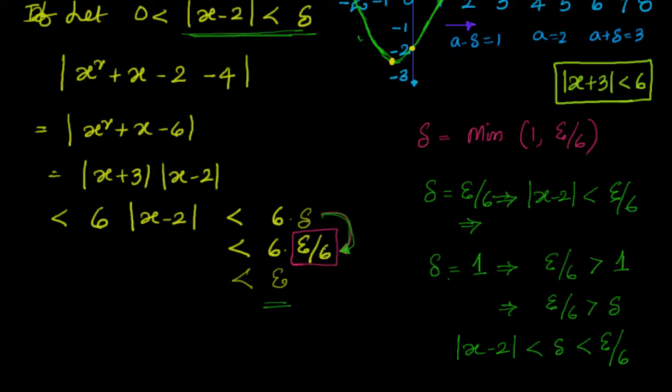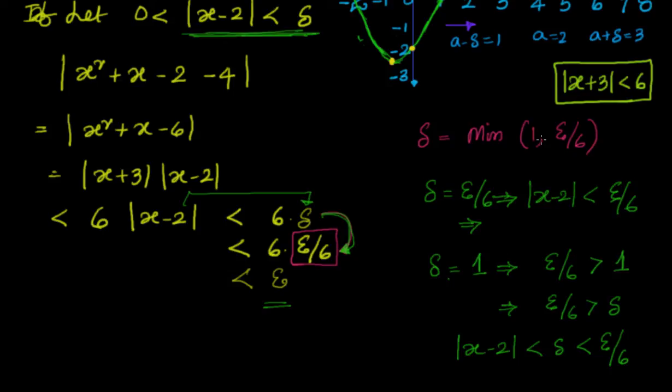Let me repeat that again. When I say 6 into delta, you have 6 into |x - 2|. You know that |x - 2| is less than delta, so we have replaced |x - 2| with delta. After that, we have replaced delta with epsilon by 6. Now how can we do that? We can do that because delta equals the minimum of 1 comma epsilon by 6.